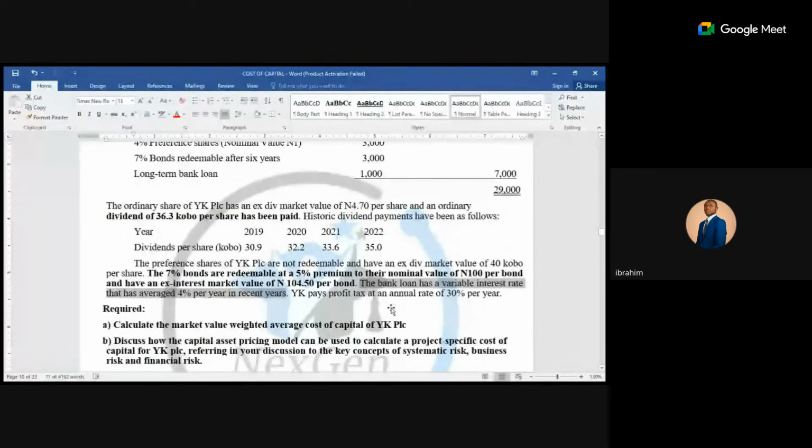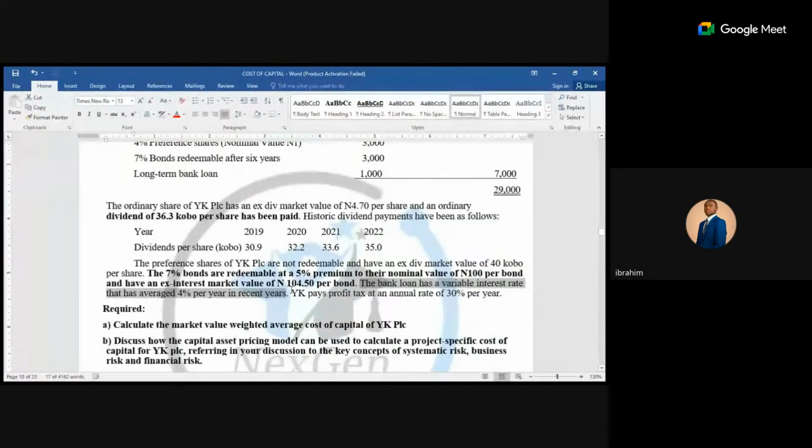Sometimes, I've mentioned it before that for any debt that is redeemable, what are you going to use to determine the cost of the debt? Internal rate of return. Any debt at all that is redeemable, you use internal rate of return to determine the cost of that. But this bank loan is not redeemable. It wasn't mentioned that the bank loan is redeemable.